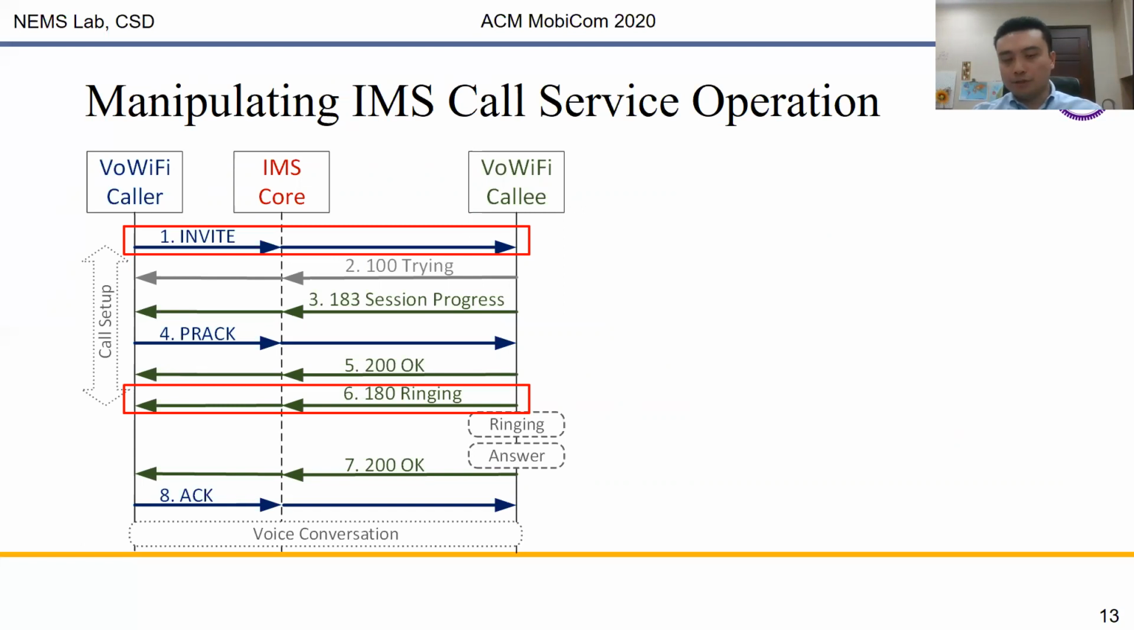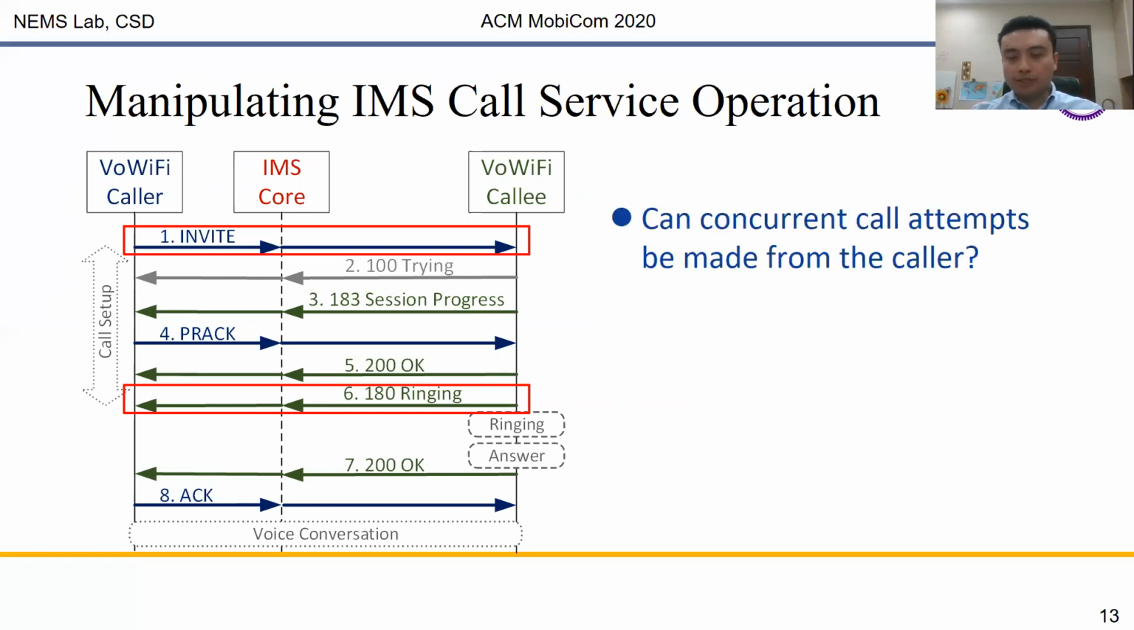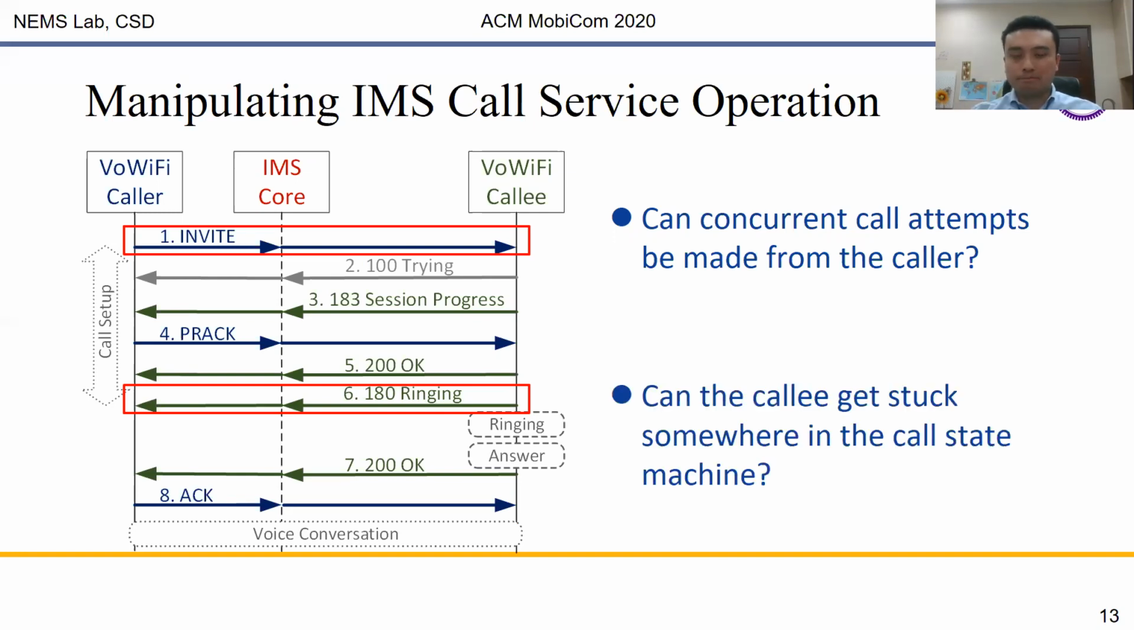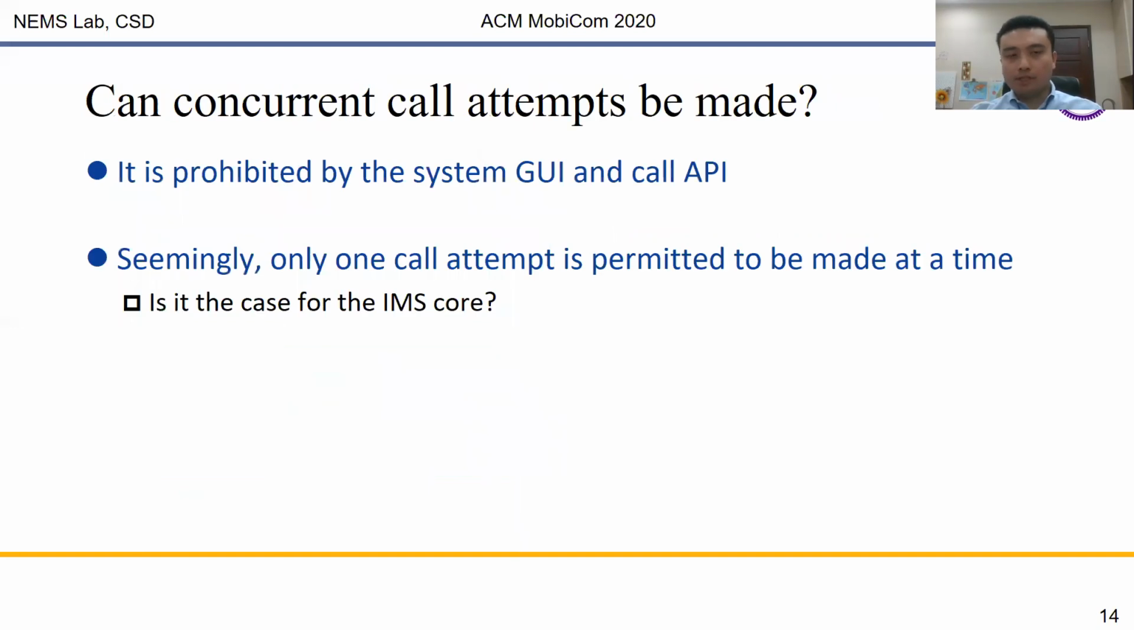We got two questions. First, can we generate multiple invite messages concurrently to make concurrent call attempts? Second, can we get the callee stuck somewhere in the call state machine? For the first question, actually, making concurrent call attempts is prohibited by the system GUI and the call API. Simply, only one call attempt is permitted to be made at a time. But is this really the case for the IMS call?